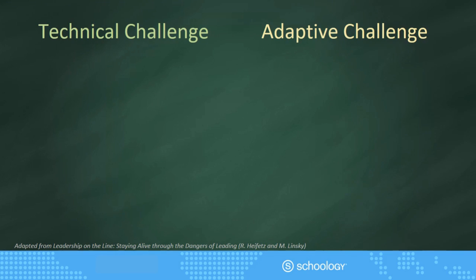So how do you diagnose those? How do you know whether what you're dealing with is a technical challenge or an adaptive one?